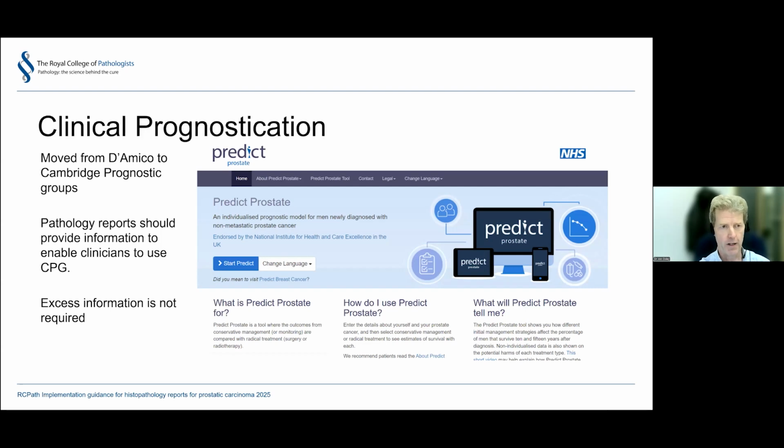But most importantly, we went about writing up this dataset in a reverse order. We actually went to the urologists and asked them what they wanted out of the pathology report. What's loud and clear is that more and more people are using this PREDICT Prostate tool, which is available on the web for free. And also the fact that we're moving away from the D'Amico classifications to using the Cambridge prognostic groups.